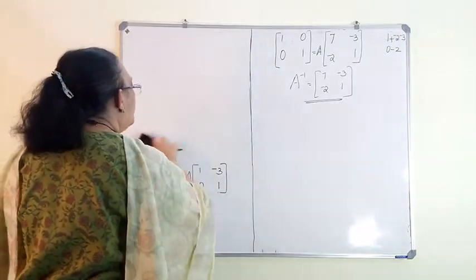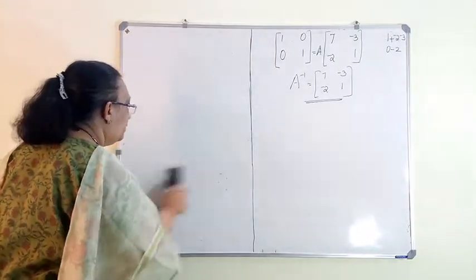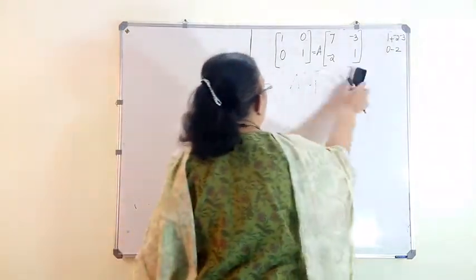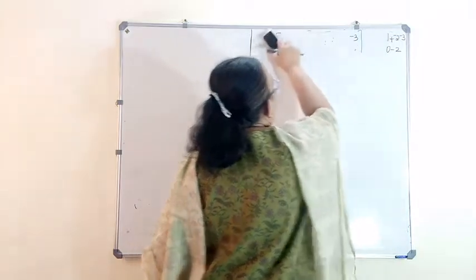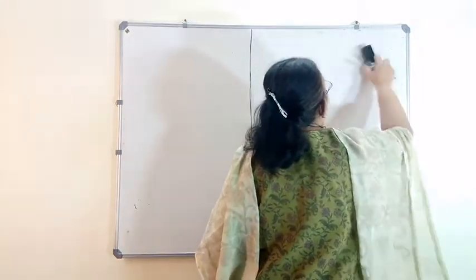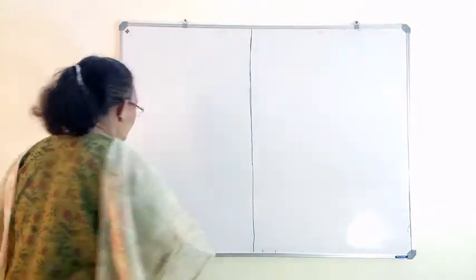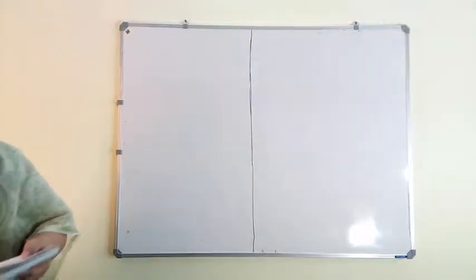Now find the inverse using transformation. I am not mentioning whether it is row transformation or column transformation. Find the inverse using transformation. So it's easy. I am applying row transformation. Take the question.